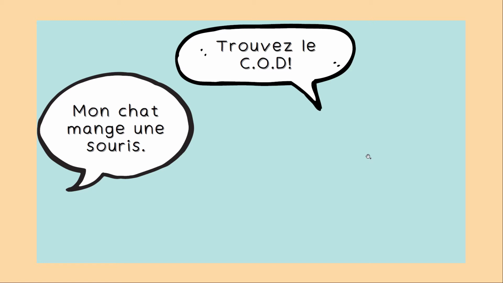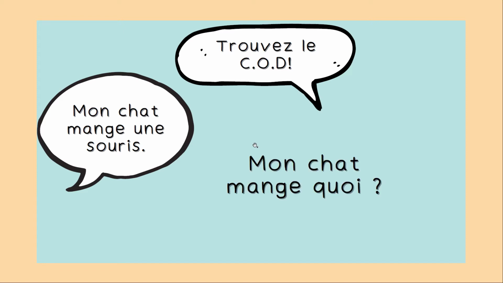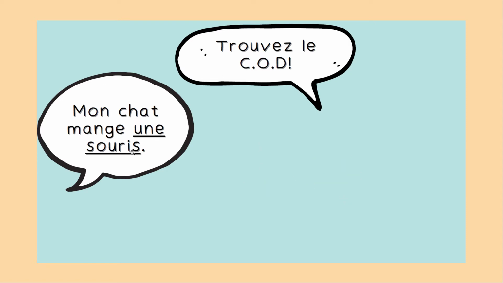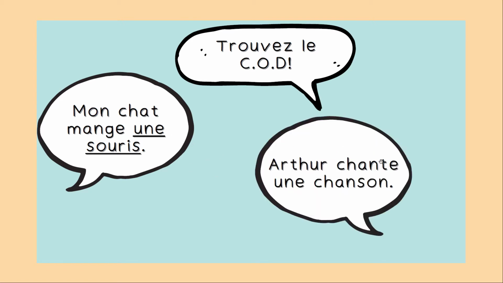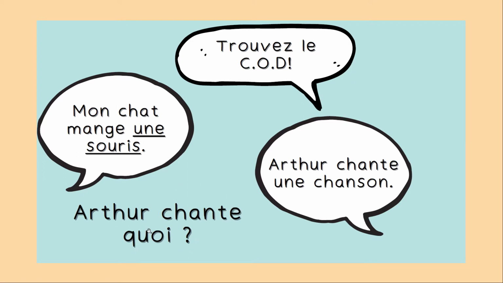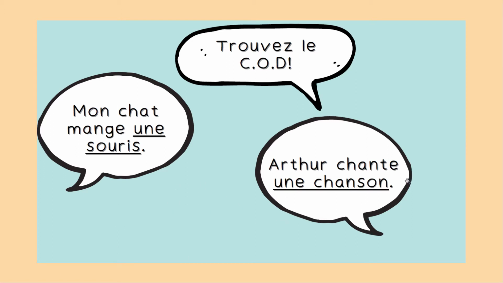So let's try to find the COD here, the direct object. Mon chat mange une souris. Mon chat mange quoi? Une souris. Une souris is the direct object. Arthur chante une chanson. Arthur chante quoi? Une chanson. Une chanson is the direct object.